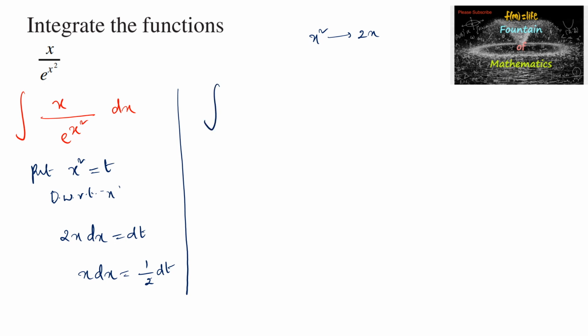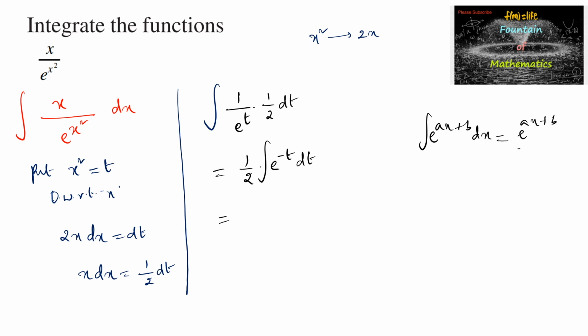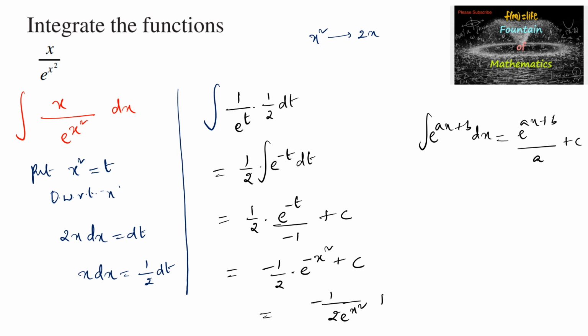So let us replace here. Integral 1 upon e power t into x dx, which is nothing but 1 by 2 dt, or we can write 1 by 2 e to the power of minus t dt. So we have studied that integral e to the power of ax plus b dx is equal to e power ax plus b upon coefficient of x plus c. So we can write 1 by 2 into e to the power of minus t divided by coefficient of x, which is minus 1, plus integral constant, or minus 1 by 2 e to the power minus x square plus integral constant. So minus 1 by 2 e power minus x square plus c is the answer.